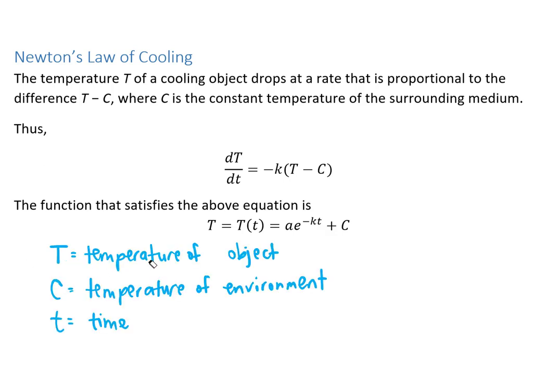Capital T is the temperature of an object, such as a hot cup of coffee, maybe 200 degrees Fahrenheit. And then capital C would be the temperature of the environment, let's say the temperature in the room. That might be 70 degrees Fahrenheit. The difference between the temperature of the object and the environment is T minus C. And then lowercase t will stand for time, how much time it takes for that 200-degree cup of coffee to drop its temperature until it's the same as the temperature of the room.